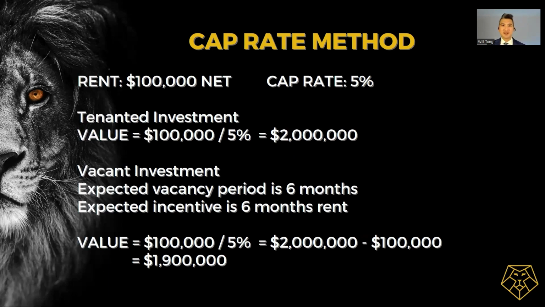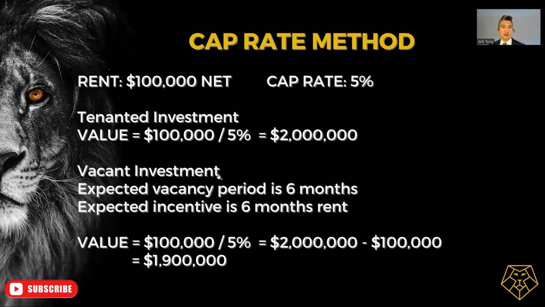Okay, so what if the property is vacant? How do you then work out what a fair value of the property is? Because you need to account for vacancy rates, incentives, and this and that. So a good way to look at it is to estimate what is the expected vacancy period. So let's say this property will likely be vacant for 6 months before you can secure a tenant. And the expected incentive to secure a tenant is 6 months. Okay, so your vacancy period is 6 months and your expected incentive is 6 months. That's 12 months worth of rent.